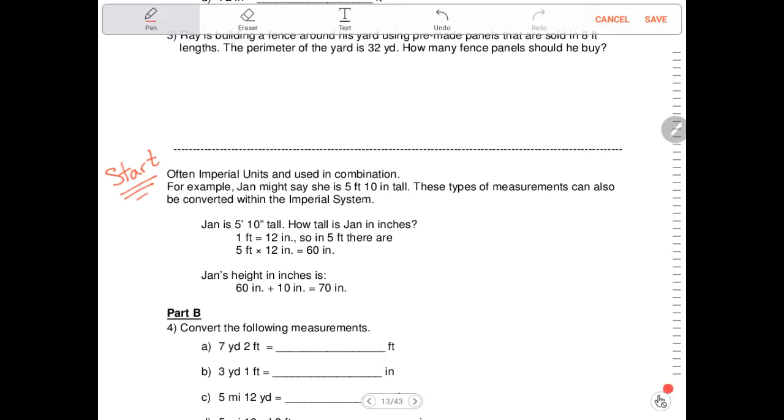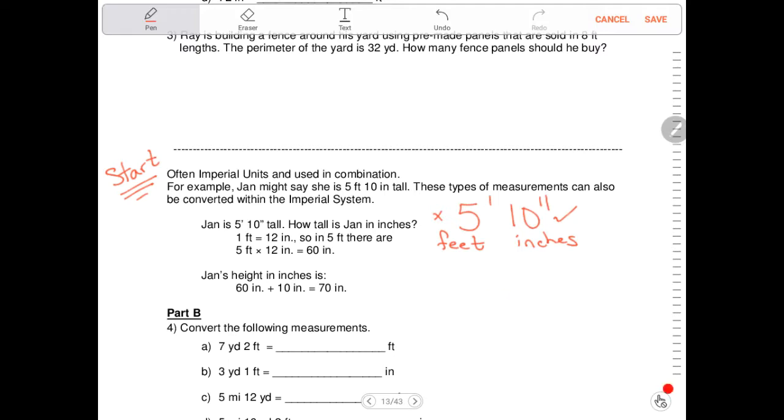If you look at this first example, it says Jan is 5 feet 10 inches tall, and we want her measurement in inches. So you can see we have a combination here. We have feet, we have inches, and we want to know how tall she is just in inches. Well, this 10 is already in inches. This 5 feet has got to go.